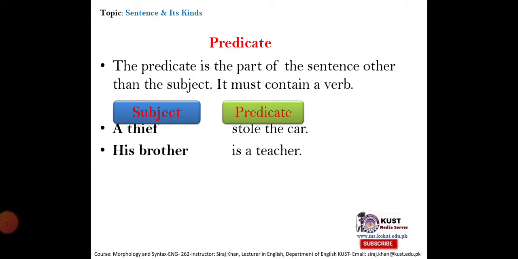So predicate is the part of a sentence where we talk about the subject. A thief. Which kind of a thief? Or who is a thief? Who steals? A thief. So the verb steals describes a thief. His brother is a teacher. Here verb describes his brother. The rain has been falling steadily. Here, has been falling steadily is the predicate of the subject, the rain.